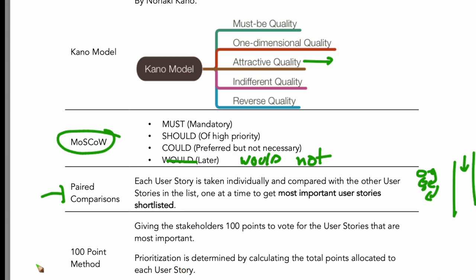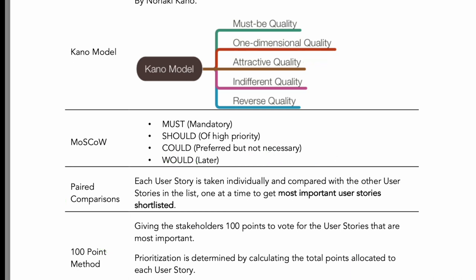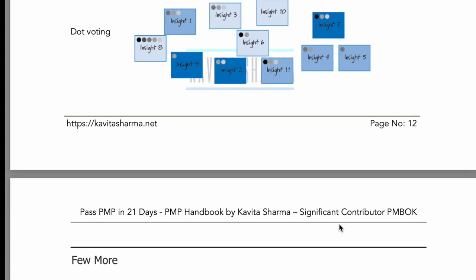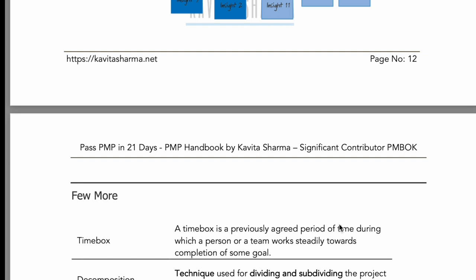The 100 point method is a method wherein you give certain points and ask people to pay for the PBI items, and people select the one which gets the maximum points. These stories which get more points are selected for execution. Dot voting is similar to the 100 point method. Instead of points, you give dots to people. Again, we count the dots, and the PBI item with more dots, we select that for execution. You just get what it is that people want.